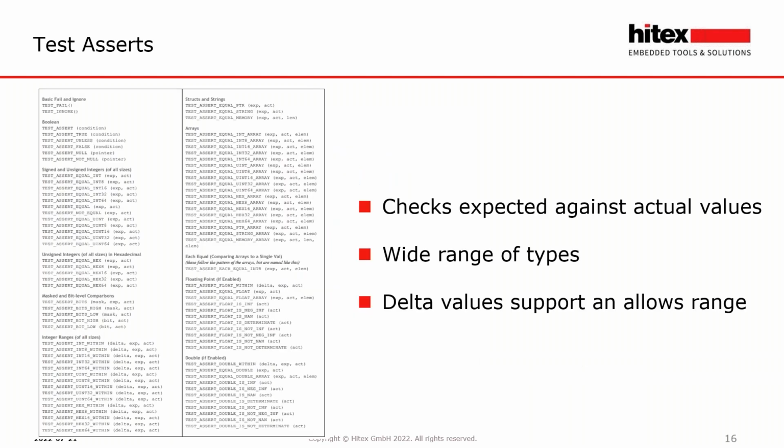And Unity provides quite a wide range of asserts for different C types, floats, integers, etc., but also arrays. It also provides asserts with delta values, so we can check that the output value is within a certain range. So again, this gives us quite a lot of flexibility within our test cases.